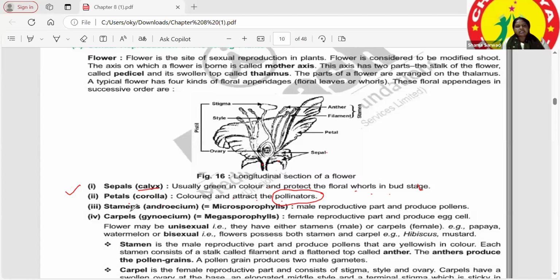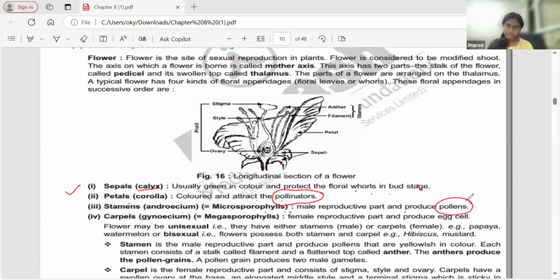Now next is the stamen, that is microsporophylls. The stamen is the androecium. It is the male reproductive part and produces pollen. What is the function of it? It produces the pollen grains.